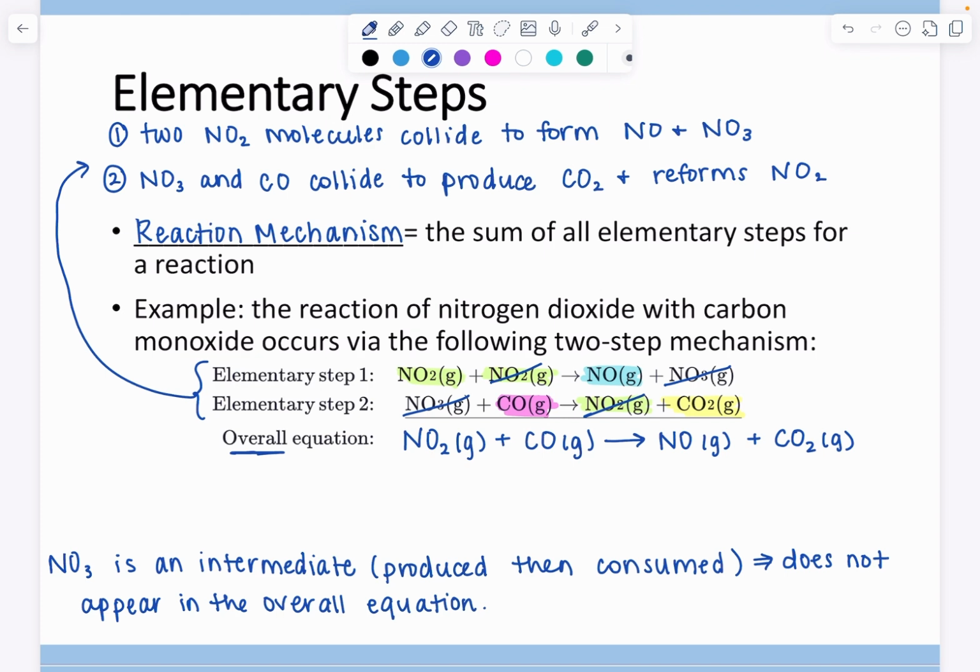Okay, so we can cancel out reagents and products if they're present on both sides of the elementary step to get the overall equation, the overall reaction. If something is produced and then used up, it is an intermediate. In this case, NO2 is not an intermediate because it is used and then reproduced. So not an intermediate, but NO3 is.